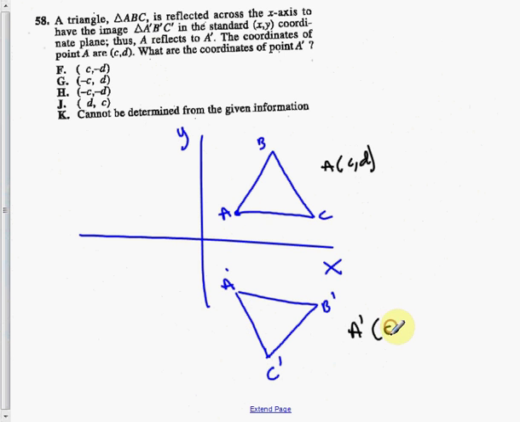If it's reflected, it's supposed to be a mirror image across the x-axis. So if I fold the paper on the x-axis, I get its mirror image downstairs. Okay, so the B would be all the way. Oh yeah, it's supposed to be a B and a C.